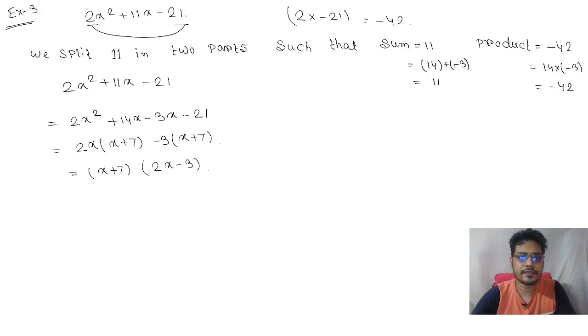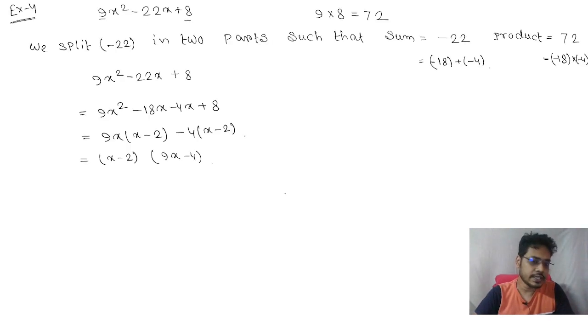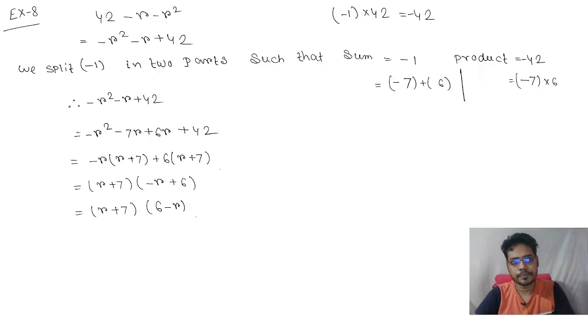Similarly, if it is 2x square plus 11x minus 21, the constant is minus 21. So multiply minus 21 with the coefficient of x square, that is 2. So 2 multiplied by minus 21 is minus 42. Now you have to split this middle term 11 into two parts such that the sum will be 11 and the product will be minus 42. Now that means 14 and minus 3. 14 and minus 3 gives you 11, and 14 multiplied by minus 3 gives you minus 42. So in that way, you complete these questions.